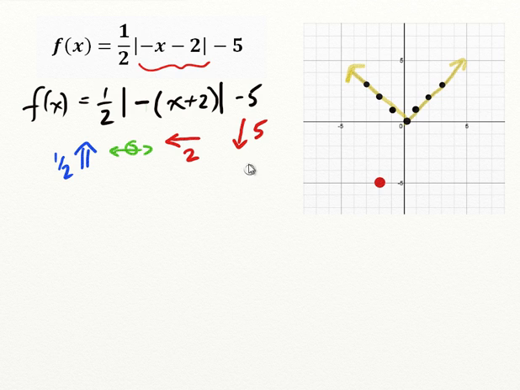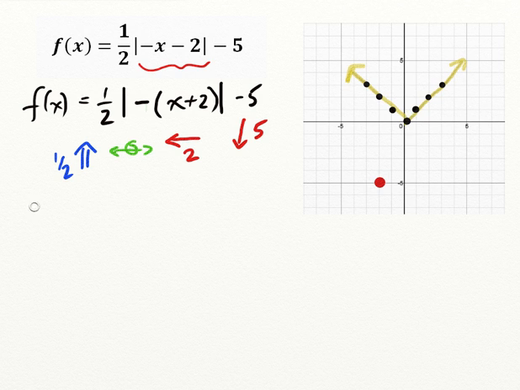Okay, now normally we would be putting in other points by just going over 1 and up 1, over 1 and up 1, over 1 and up 1 to get this V shape. But we can see that in the y direction, we are only allowed to go up a half of what we would normally go. So this is the compression. In the x direction, there's a 1 here. There's no compression or stretch in the x direction, so we just follow the standard stepping pattern. What does this minus sign do? Well, it would mean this.